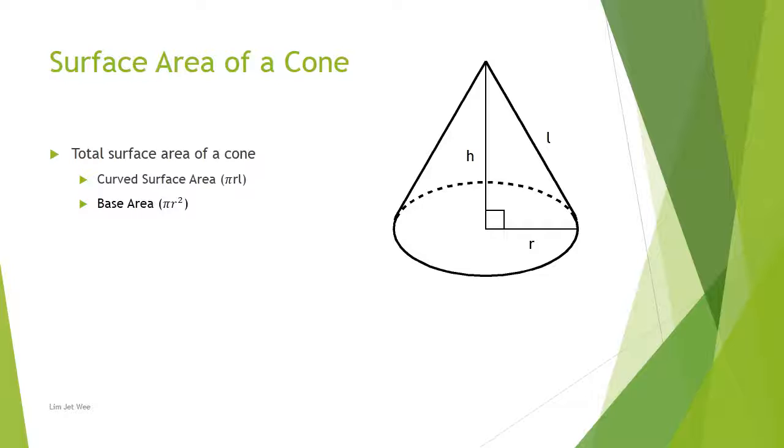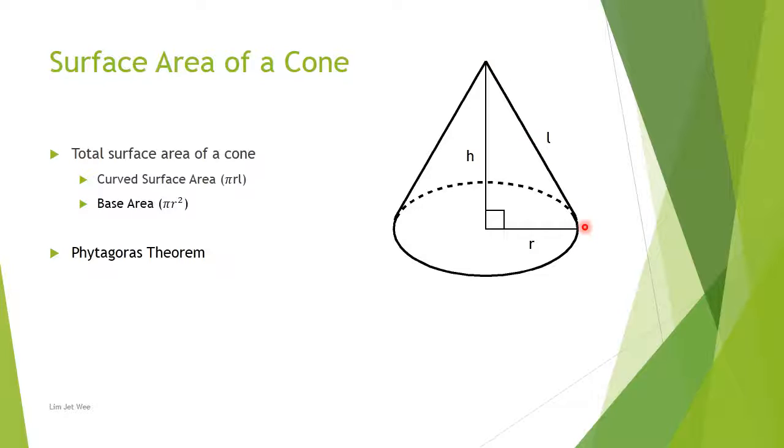However, sometimes in the question, your slant height, which is L, is not given to you. Instead, the question may give you the actual height of the cone, which is measured from its base all the way up to its tip, which in this case I will represent using the letter H. So what do I do? Well, if the slant height is not given to me, I will need to find it.